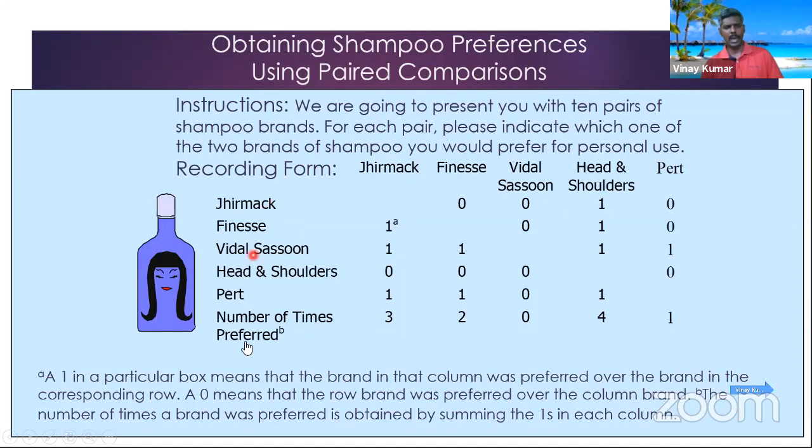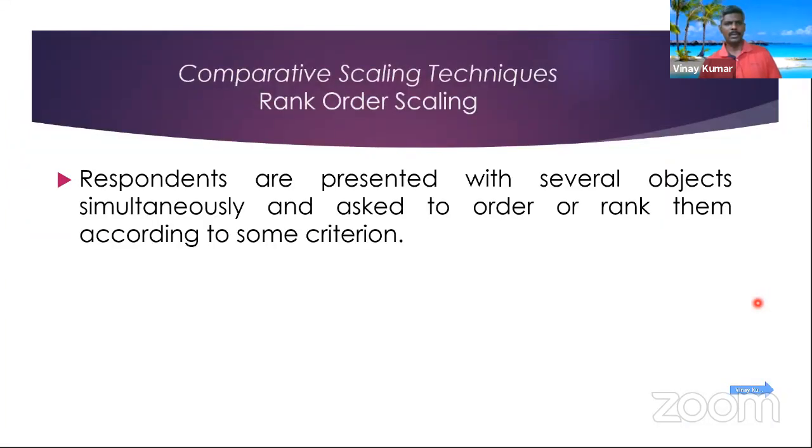We can take 10 cars here also, 10 brands in automobiles. We can take 10 educational institutions if I'm doing research on educational institutions. And we can understand which institution or which car the respondent prefers more than the other. That's an example of paired comparison, which can be adopted by the researcher in measuring data through this technique. Then you have rank order scaling.